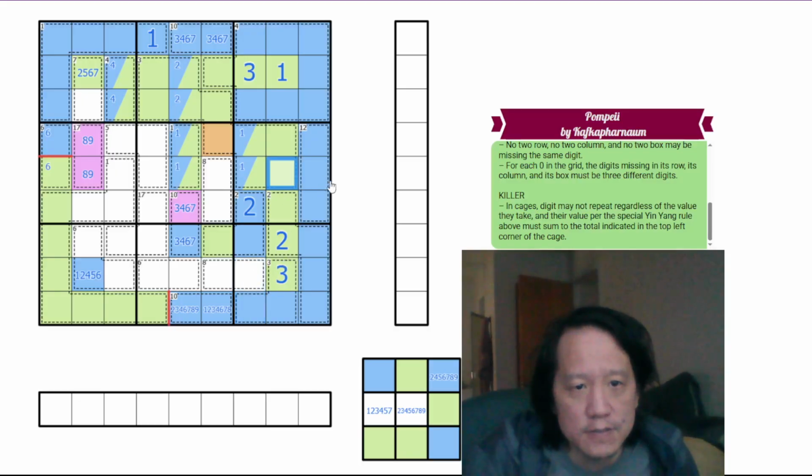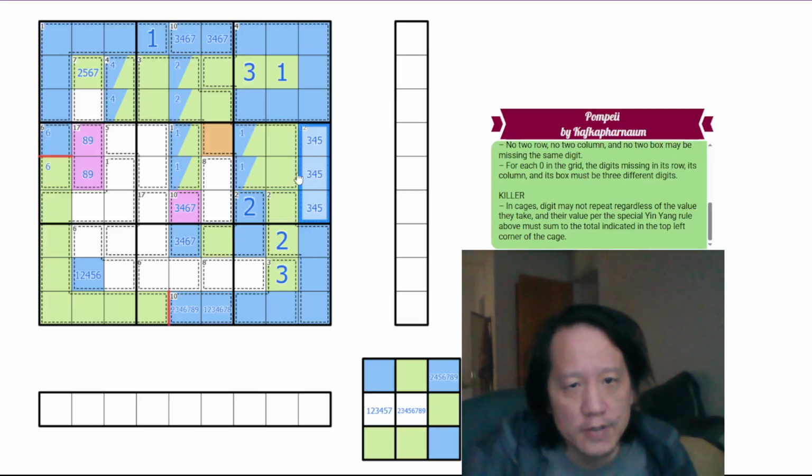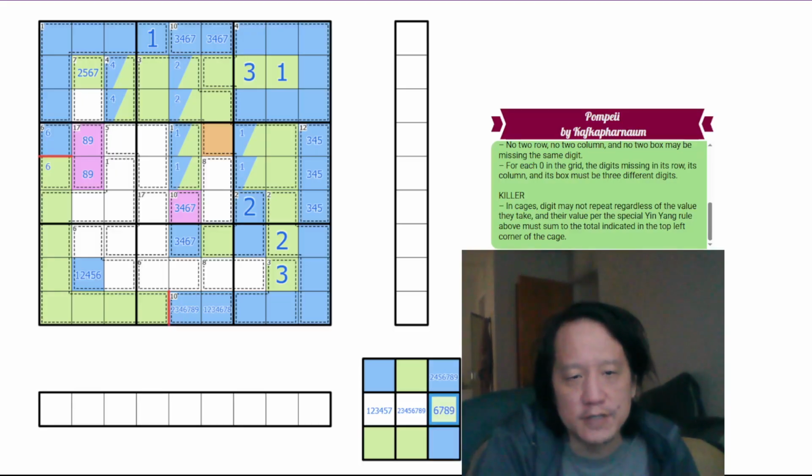Let's see. So this is 2, 2. Oh, this can't be 2. So this is 3, 4, and 5. There we go. So this is a 3, 4, 5 triplet, which means this is 6, 7, 8, or 9 as the excess digit.